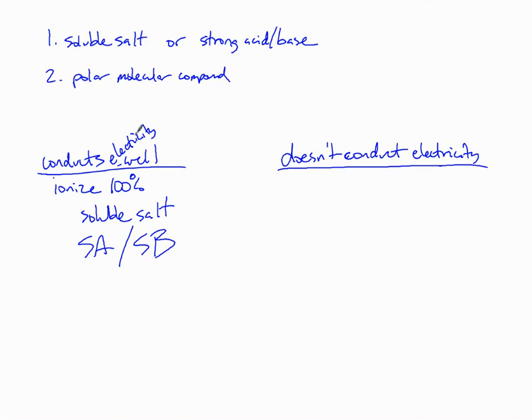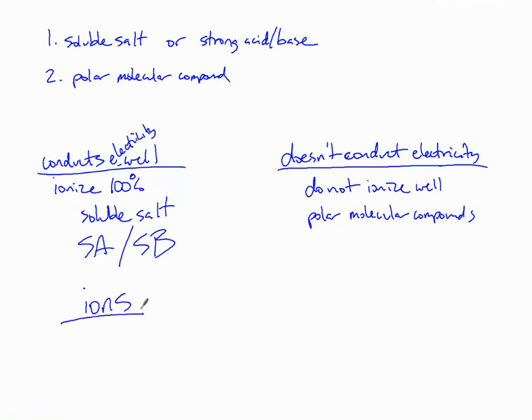Things that don't conduct electricity well, which are things that do not ionize well, are polar molecular compounds. Just like pure water does not conduct electricity well, it's a polar molecular compound. Adding more polar molecular compounds is not going to improve how well it conducts electricity. Really, what we need are ions. Ions are what conduct electricity in a solution.